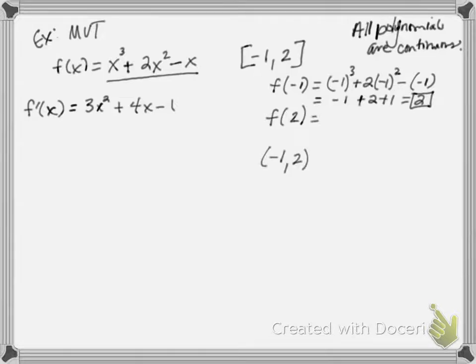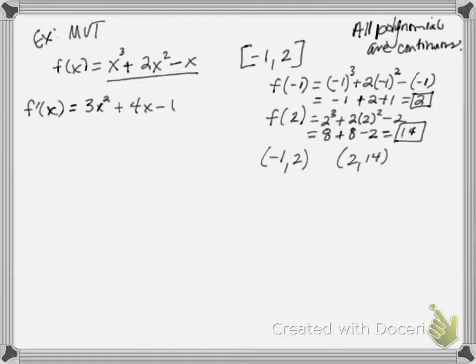And then I'm going to find my other y value, which is going to be 2 cubed plus 2 times 2 squared minus 2. So I get 8 plus 2 squared is 4 times 2 is 8, minus 2, going to give me 16 minus 2, which is 14. So my other point is going to be 2, 14.